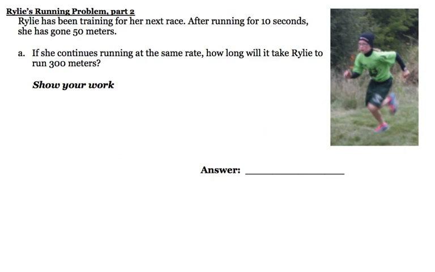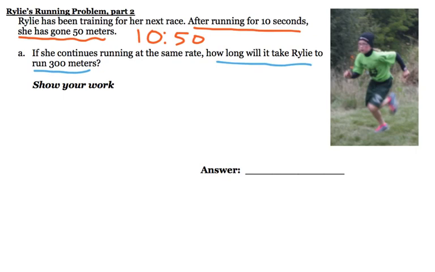We have my niece again, part 2. She's been training for the next race. After running for 10 seconds, she has gone 50 meters. So that's the rate, or the ratio, in this problem. It's 10 seconds to 50 meters, or 50 meters for every 10 seconds. If she continues running at this rate, how long will it take Riley to run 300 meters?